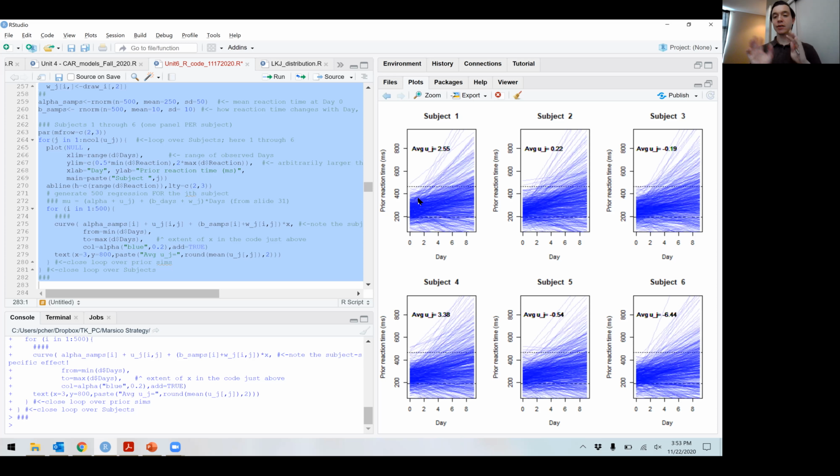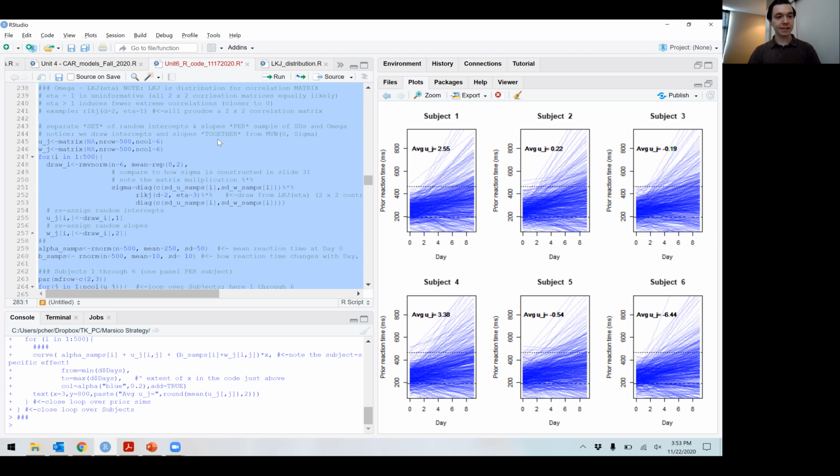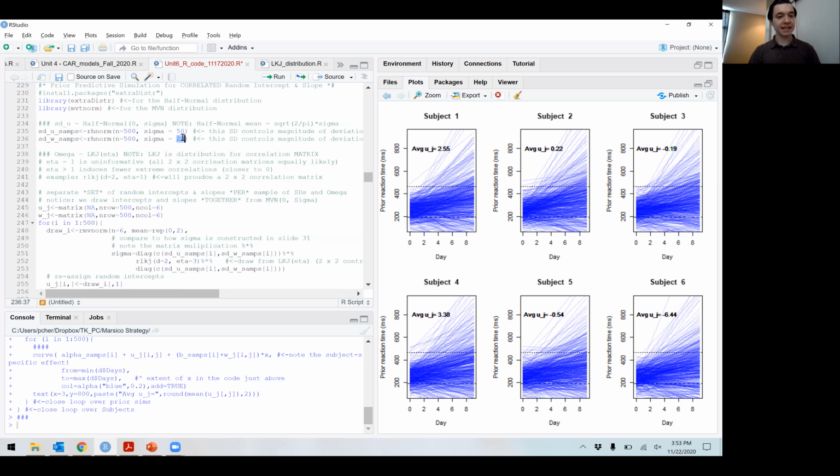And now it has, and you can see there is that fanning out effect, that extra uncertainty that I didn't like. And this is going to be even more so if I set the between slope standard deviation to be equal to the between intercept standard deviation.